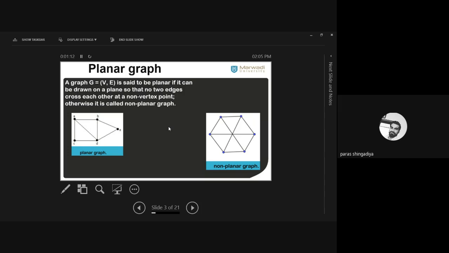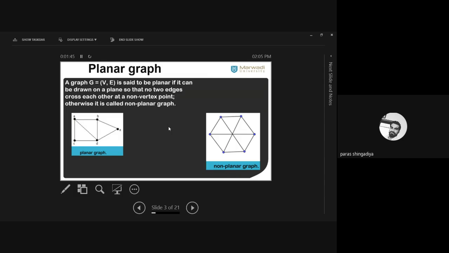So what is the meaning of planar graph? How can we define it, and if any graph is given, how can we check whether the given graph is planar or not? So what is the definition? One graph is given which definitely involves some vertices and edges. So G = (V, E), where V is a vertex set and E is an edge set, and it is said to be planar if it can be drawn on a plane so that no two edges intersect.